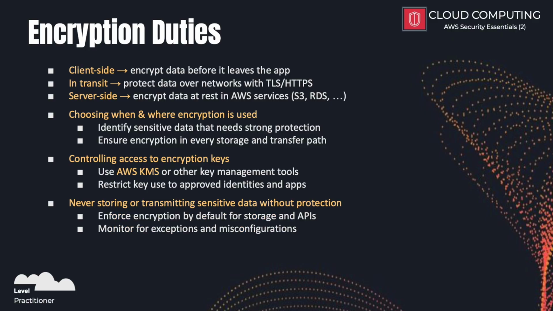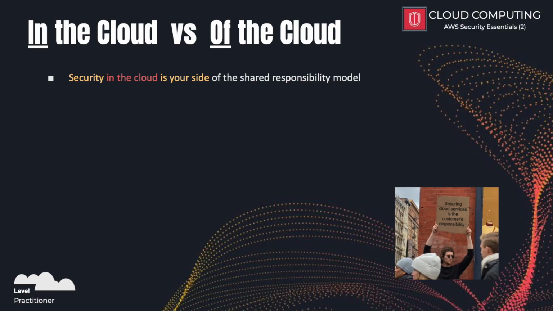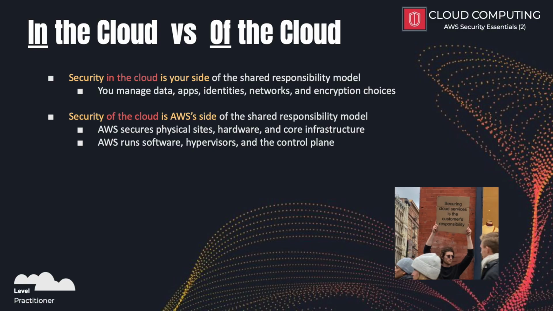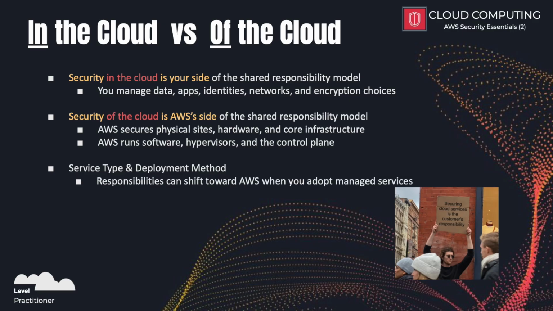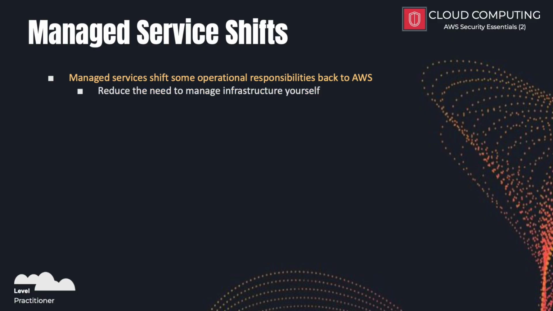Now, referring to our previous videos, you remember that your responsibilities are often described as security in the cloud, which means your applications, identities, network, and encryption choices. And on the other hand, AWS is responsible for security of the cloud, which means physical data center security and hardware, the core infrastructure, and underlying software that runs AWS services. Now, depending on the service type and deployment method you choose, some responsibilities can shift more toward AWS, which leads us to managed services. Managed services introduce a middle ground in the shared responsibility model.